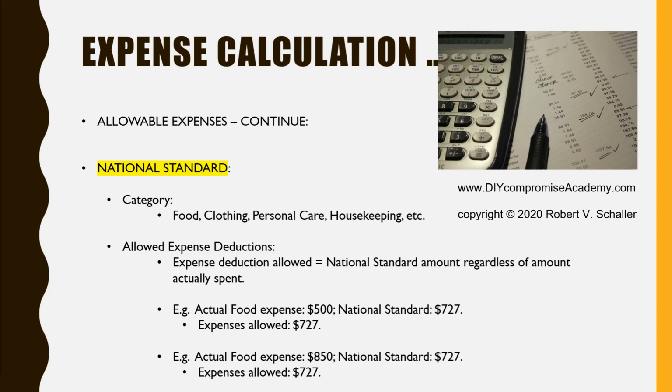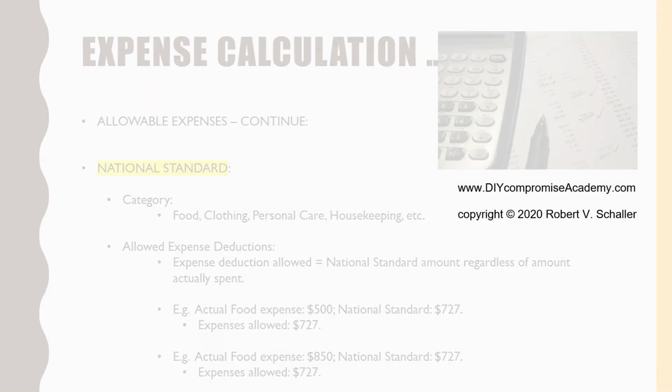Now, let's change the example and assume a taxpayer's actual food expenditures are $850 per month and keep the allowed national standard for food at $727 per month. In this second scenario, the taxpayer would be allowed a monthly food expense deduction of $727 per month, even though the taxpayer pays $850 per month. The national standard now proves a detriment to the taxpayer.